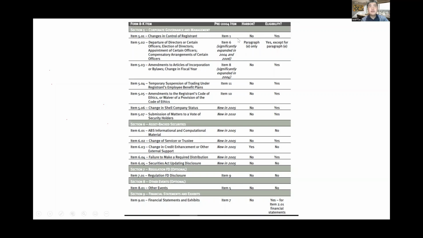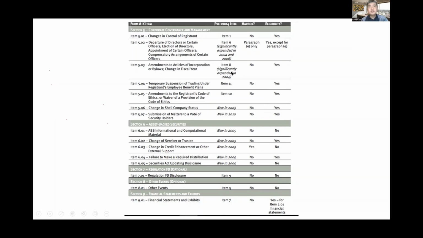5.01 is named as item 1. So before the regulatory change, it was item 5.02, it was item 6. So you see the classification changes, right? You can see that right now it is item 5.03, and then before it is item 8.